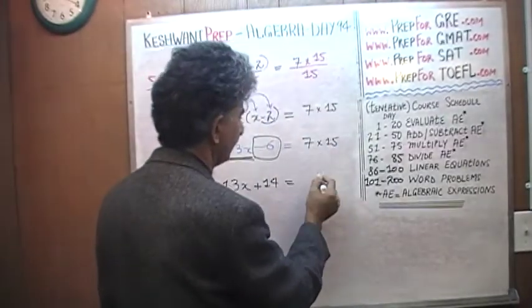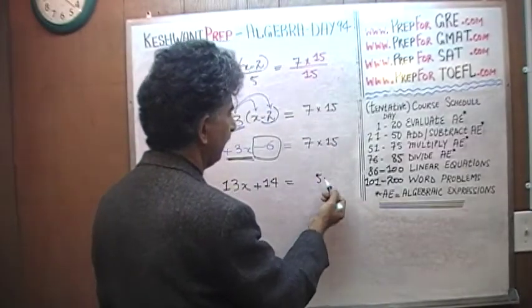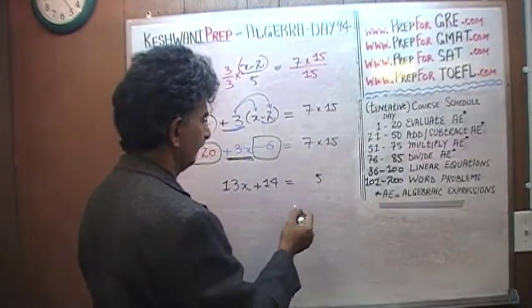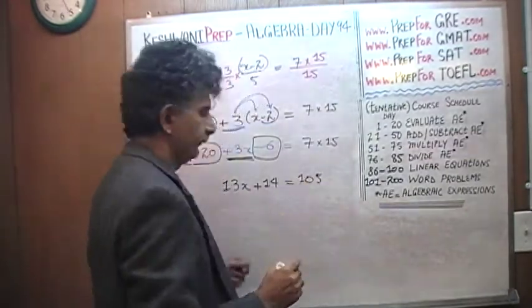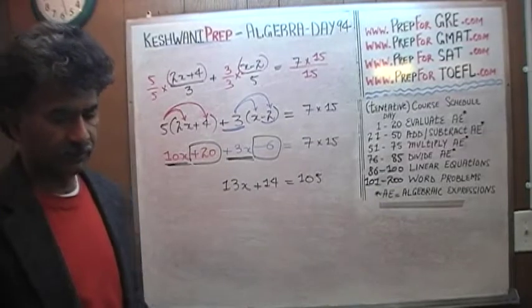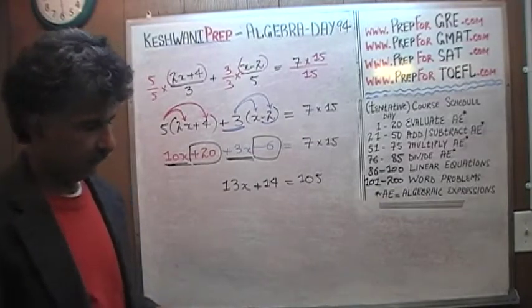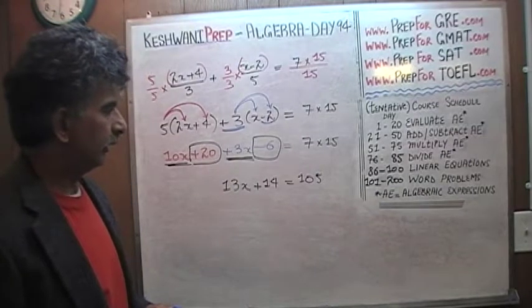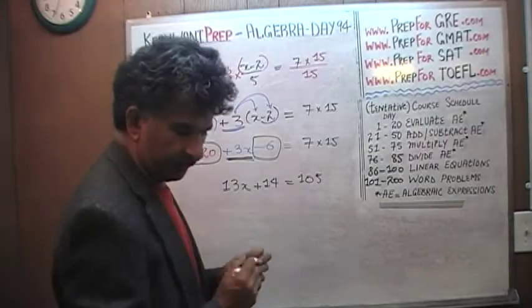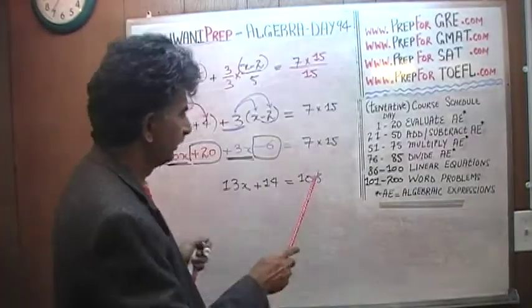Let's figure it out. 7 times 15. 7 times 5 is 35. That's a 5. Carry 3. And 7 times 1 is 7 plus a 3 is 10, so 105. And if you do not know what I just did here, let me explain one more time what I did and then I'll do it out for you. Watch here.